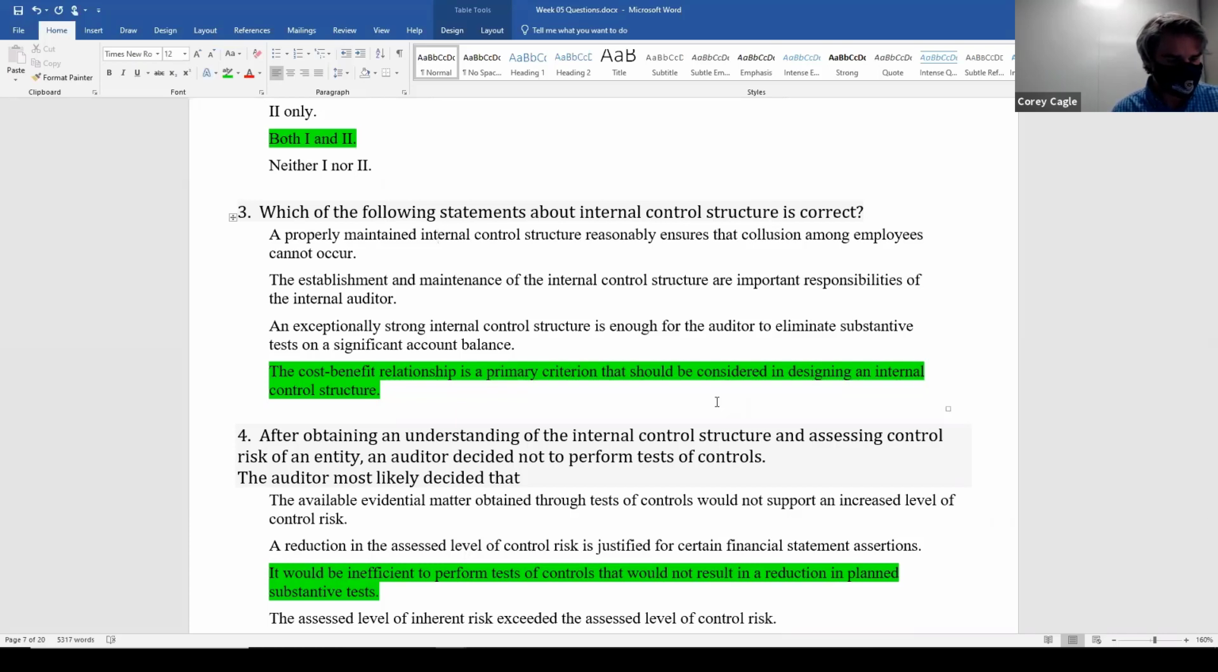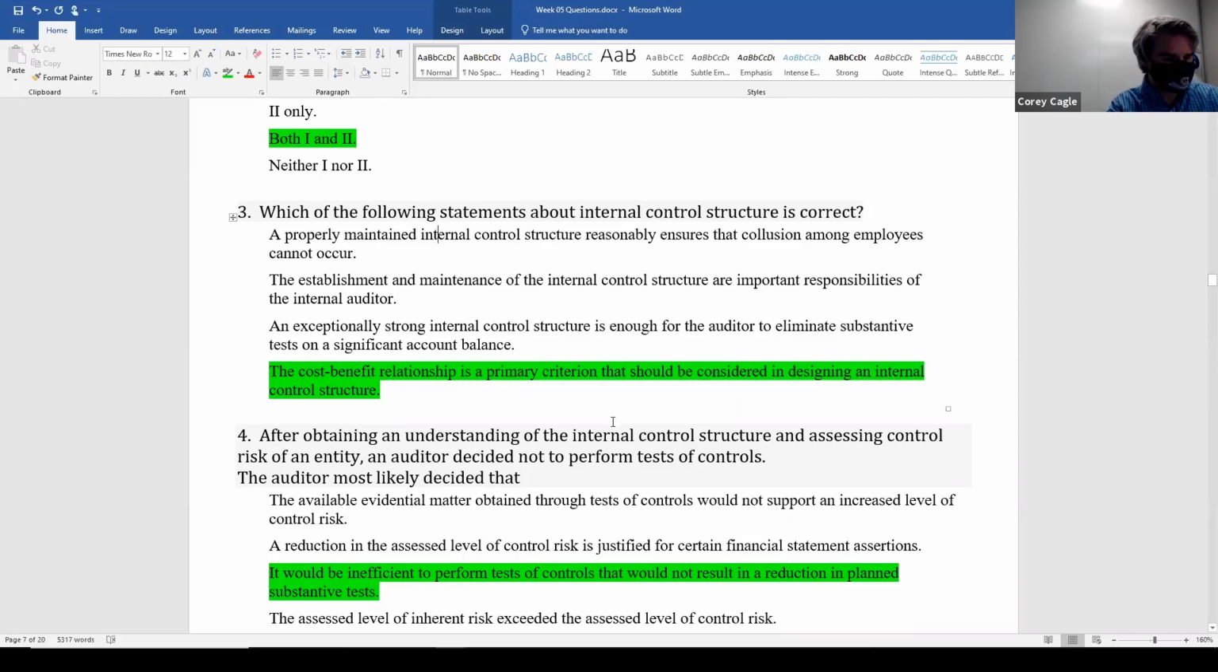C says an exceptionally strong internal control structure is enough for the auditor to eliminate substantive tests on a significant account balance. We just said no, right? Test of controls, relying on controls is not enough.